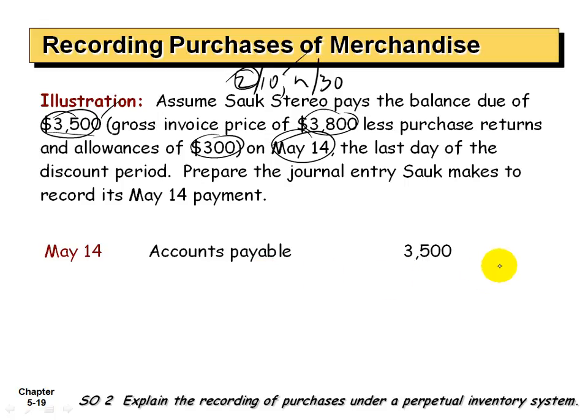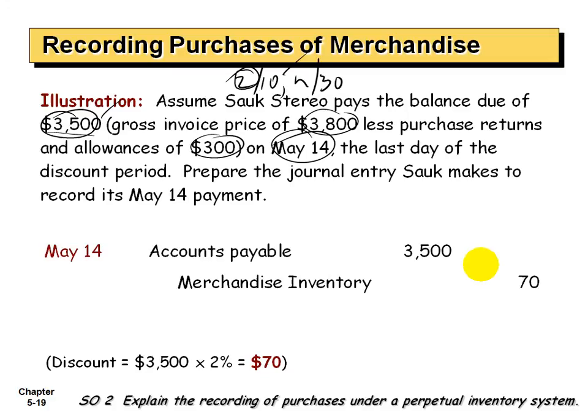Now what you're going to credit is not cash for 3,500 because you're getting a discount. 2% of 3,500, that's $70 of discount going into the merchandise inventory. Remember, this is our asset account here being credited, so you're reducing that asset. Okay, so the discount is going to reduce your costs. So here we're reducing the cost of the asset with a credit.